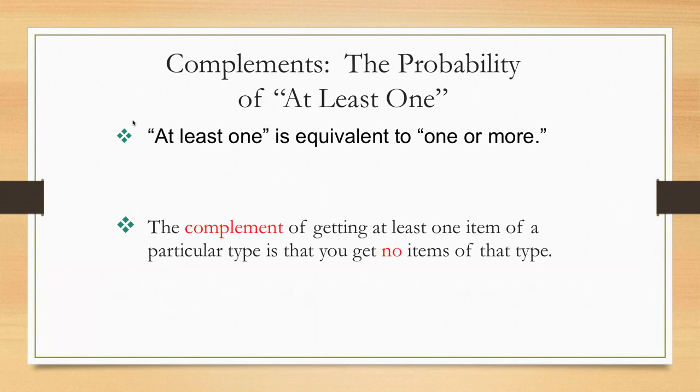So complement the probability of at least one. At least one is equivalent to one or more, by the way. So the complement of getting at least one item of a particular type is that you get no items of that type. Okay, think about that. Of getting at least one, the complement of it is you get none, right?